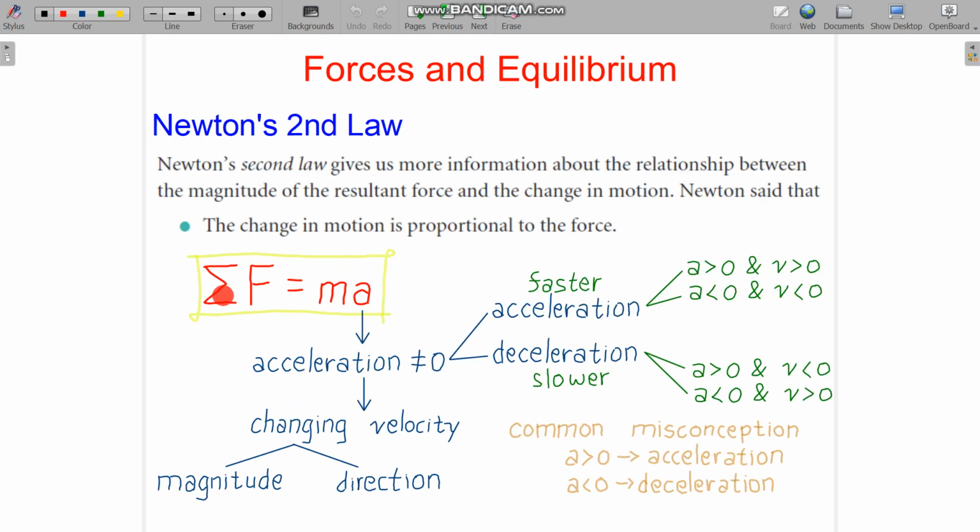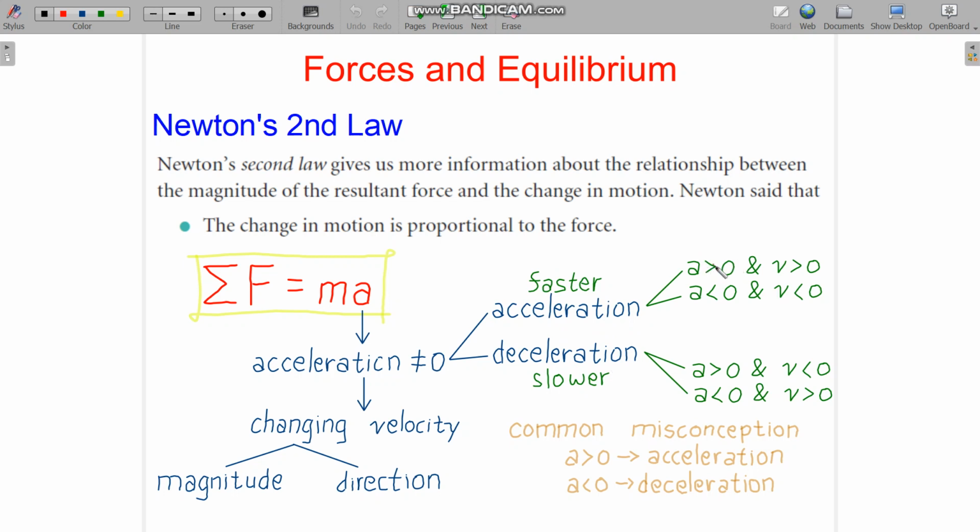Newton's second law, sigma F equals ma. The acceleration is not 0, so the velocity is changing. The magnitude or the direction or both are changing. Acceleration can be positive or negative: acceleration, deceleration. Acceleration is going faster, deceleration is going slower.